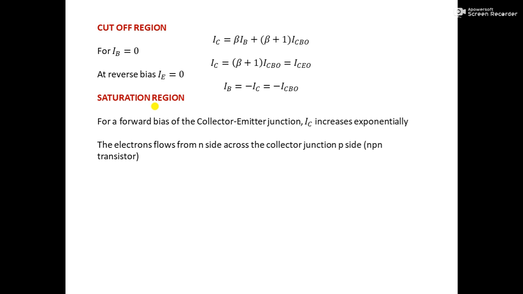Now the forward bias of the collector accounts for the large change in collector current with a small change in collector voltage. For a forward bias, IC increases exponentially with the voltage. When the collector junction is forward biased, electrons flow from the N side across the collector junction to the P side in the case of an NPN transistor. This causes a positive change in the collector current, and hence the collector current increases rapidly with a small change in VCE.